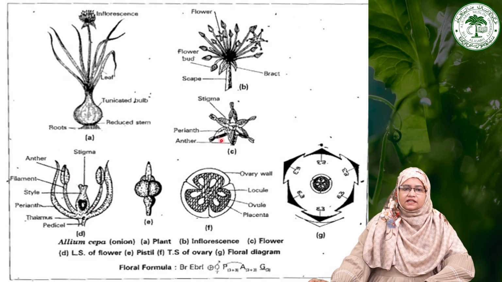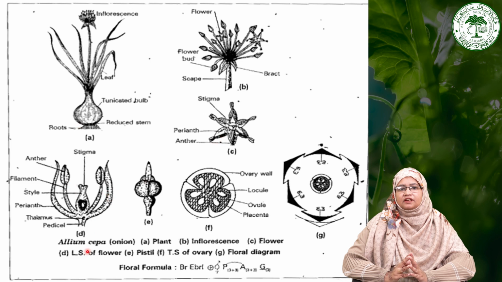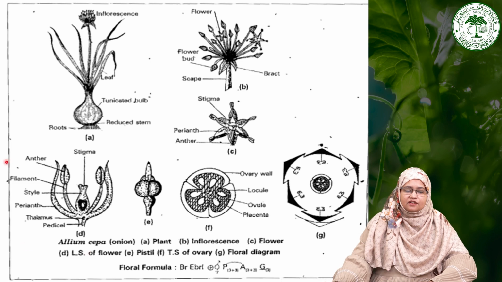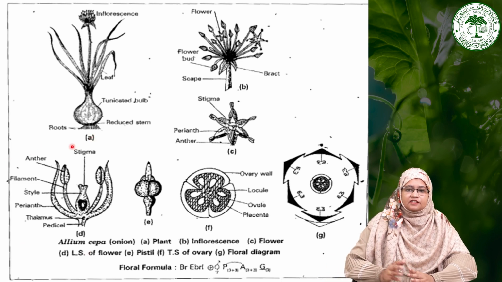Now moving towards the next common plant of this family, Allium cepa, which is commonly called onion. We are quite familiar with the onion, and we use it daily in our food, as a salad. You can see it has a tunicated bulb, which is an underground stem. This is the reduced stem from which the adventitious roots arise. This is the leaf, and this is the bunch of inflorescence.